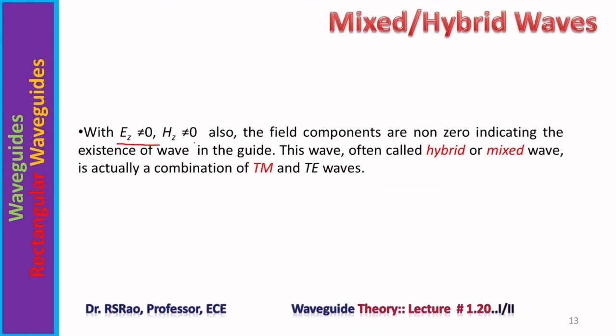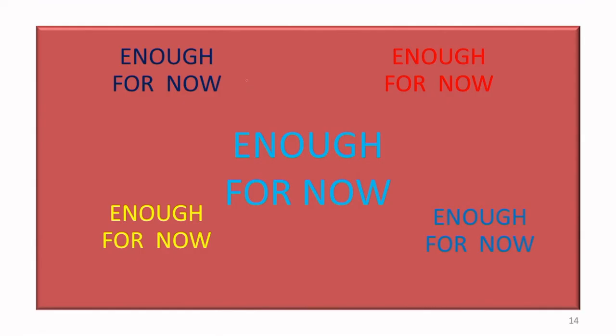With Ez not 0 and Hz not 0, Ex, Ey, Hx, Hy are all non-zeros, so the wave exists. This wave is called hybrid or mixed wave, or TE plus TM wave, as it is a combination of TM and TE waves. So this is what I would like to share with you in the present session.